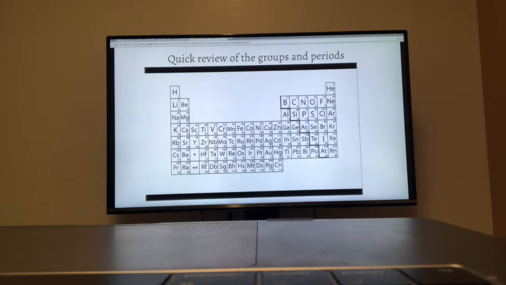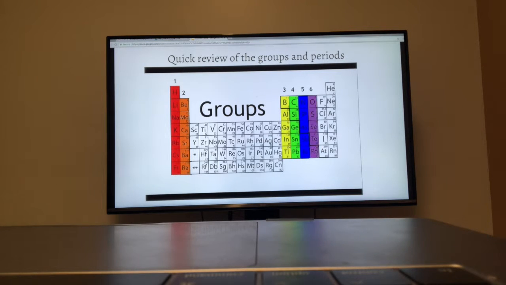The columns going down from top to bottom are the groups. Elements in the same group also have something in common. Elements in the same group have the same number of electrons in their outermost shell. The electrons in the outer shell are called valence electrons. This just means that these are the electrons available for reactions and bond formation.